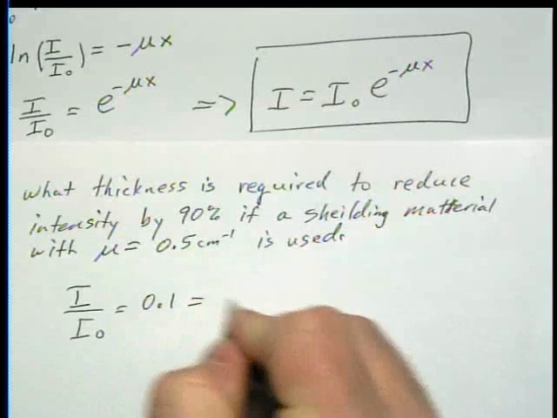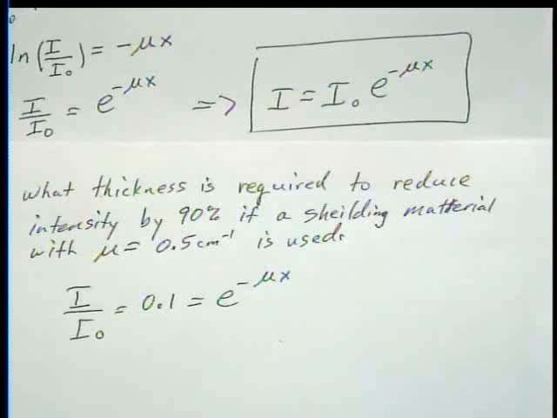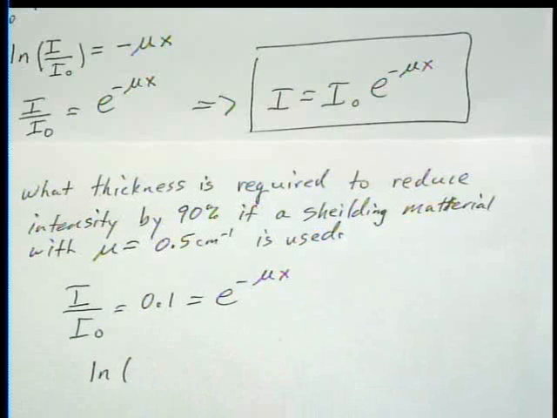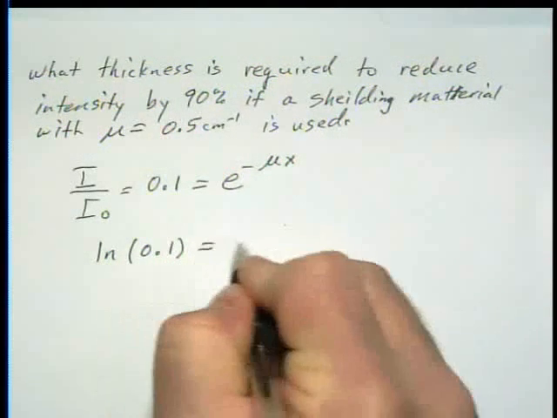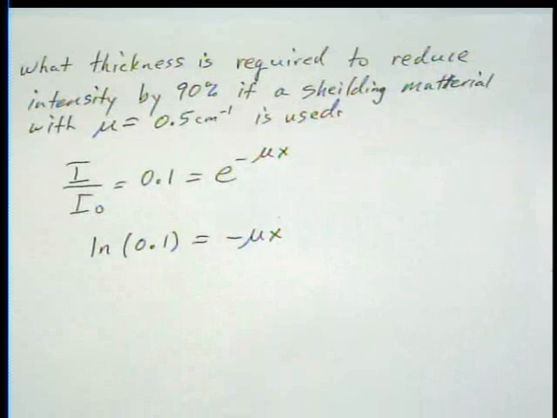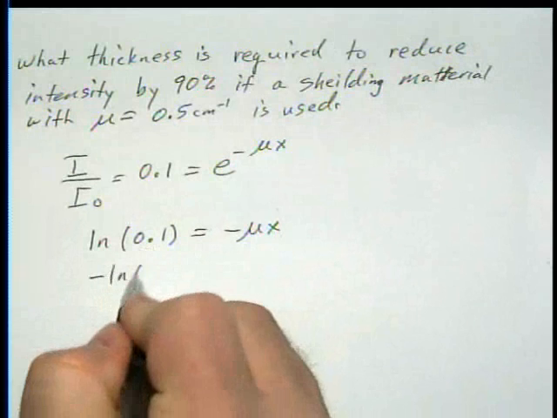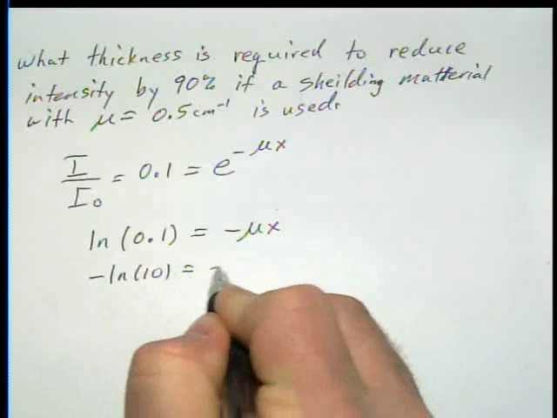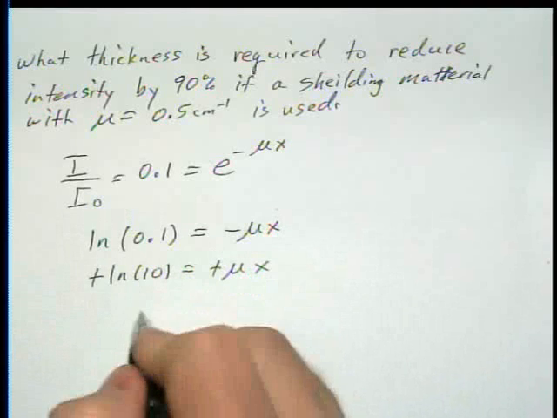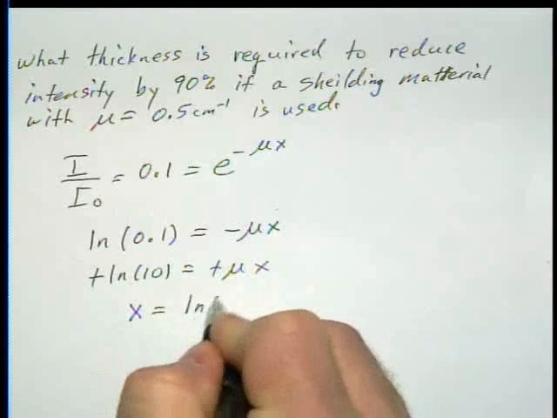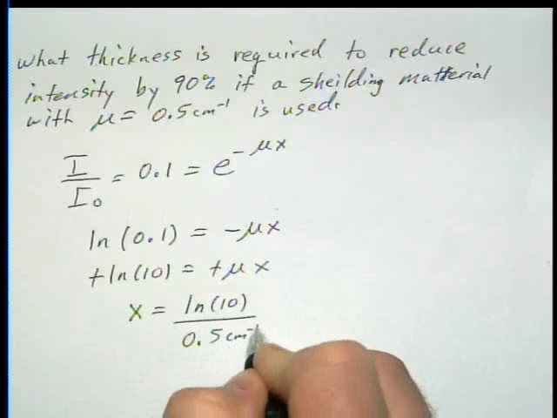And that's equal to e to the minus mu x. So the natural log of 0.1 is equal to minus mu x. The natural log of 0.1 is minus the natural log of 10. So we can get rid of the minus signs. So x is the natural log of 10 over 0.5 centimeters to the minus 1.